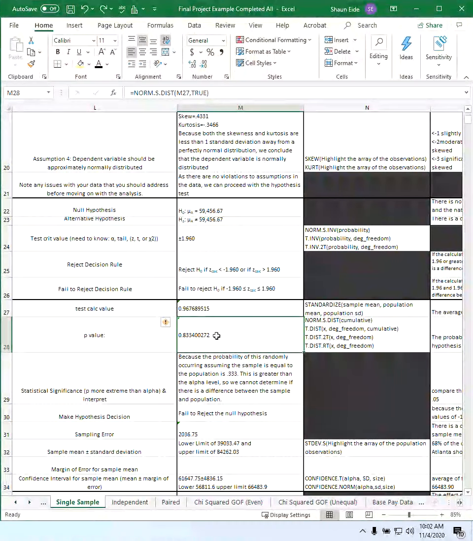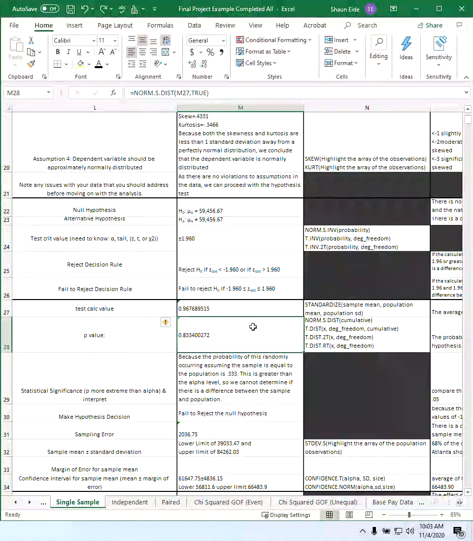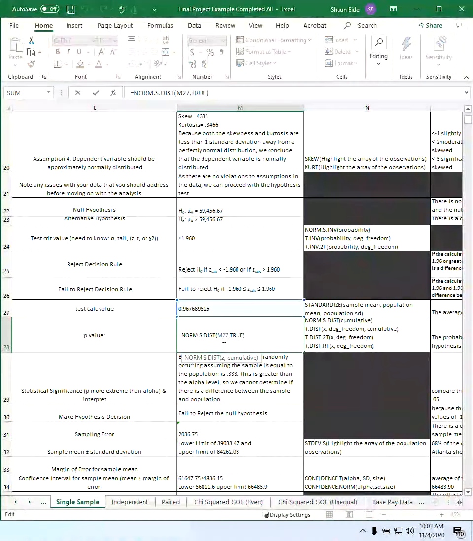Okay, but this is not actually correct. The reason why is because this right here is the probability of getting this test calculated value if you have a one-tail upper tail test, or better yet, a lower tail test. So this right here is what you need to do.